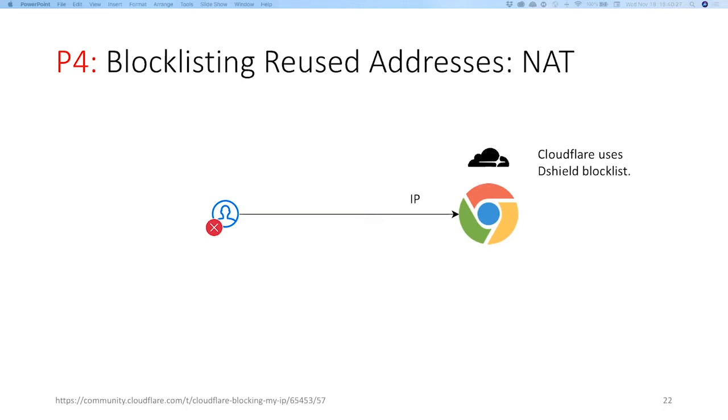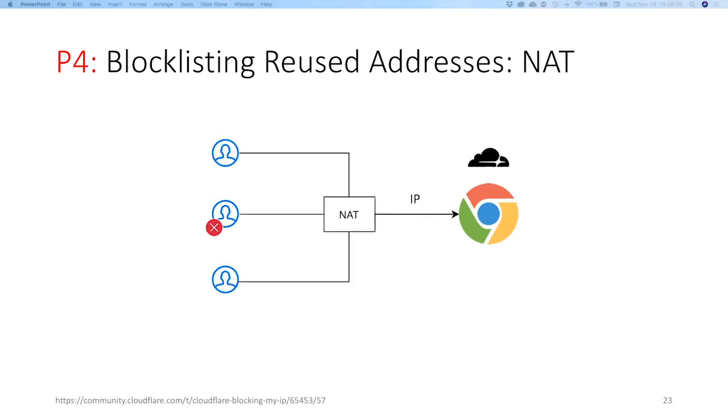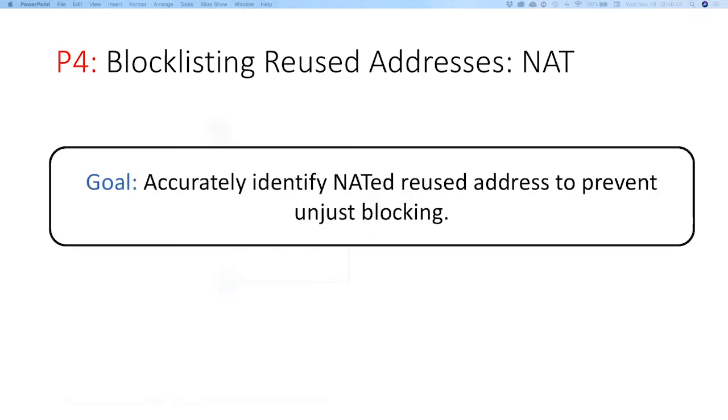On investigating further, the user finds that their IP address is indeed shared by many other users at the same time. And one of the users is running a spam campaign, leading to the IP address which is shared by all these users to be blocked. So in order to improve blocklisting, we need to accurately identify NATted reused addresses so that we prevent unjust blocking of other users who are not malicious.